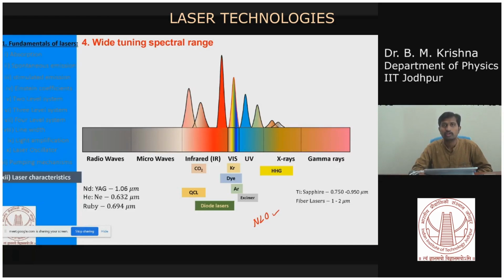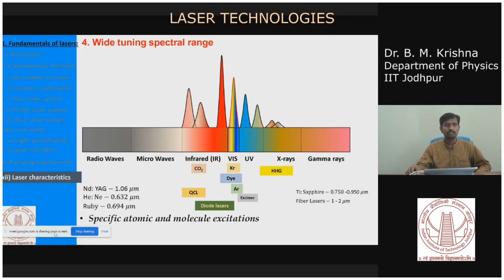So different optical techniques are available to generate whichever wavelength you want to study. Using nonlinear optics and different laser systems, we can cover the spectral regions from the infrared or terahertz region to almost the X-ray region. Okay, so that is about the tuning range of the laser systems.